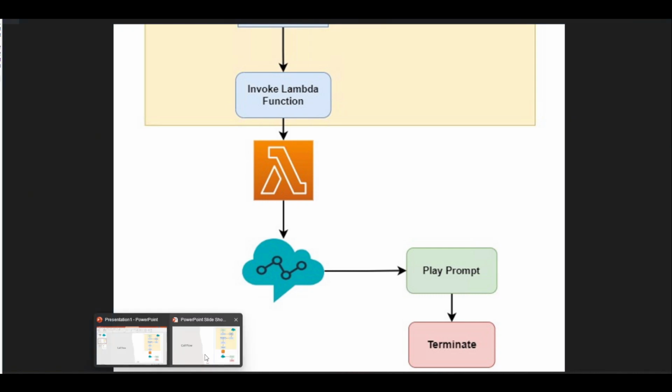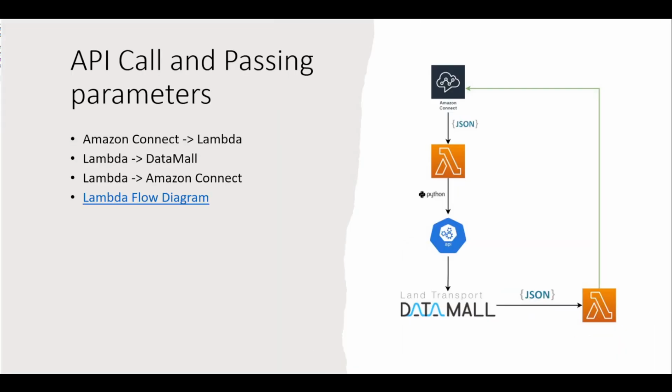So let's talk about the Lambda integrations next. This image is clearer. In this case, first I'm invoking the Lambda from Amazon Connect, then from Lambda to the DataMall, which is the API provided by the Land Transport Authority of Singapore. From the Lambda function, once we get the result from the DataMall, I'm manipulating the data to whichever format I like. From the Lambda, again I'm passing back to Amazon Connect.